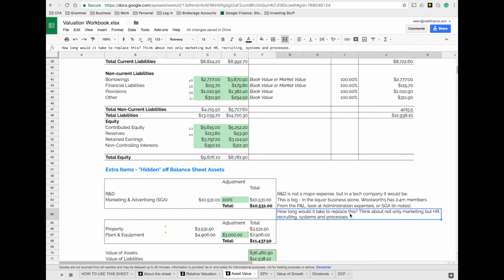And obviously that's what we're trying to do here. We're trying to value Woolworths as if we were replacing it or reproducing it. So it's important, let's not think only about marketing, but also HR, recruiting, systems and processes. So we have to put a value to all that.